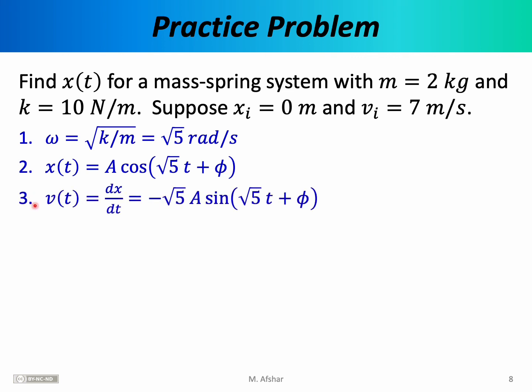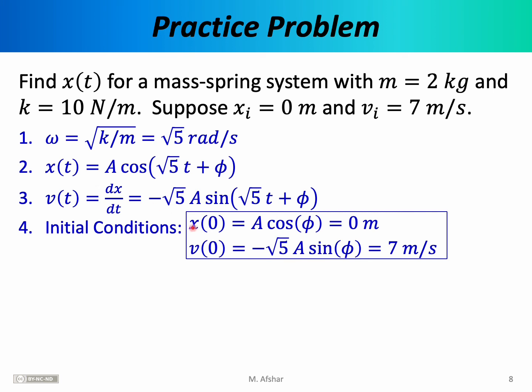If this is x, then v must be equal to this. So velocity is the derivative of this function. When you take the derivative of a cosine, you get minus sine with some additional constants out front. Now, according to these 2 equations, x at time 0 must be equal to A cosine of phi, so I'm plugging in 0 here, and v at time 0, at the initial time, must be equal to minus root 5 A sine phi, so I'm plugging in t equals 0 in here, and I'm getting this function here.